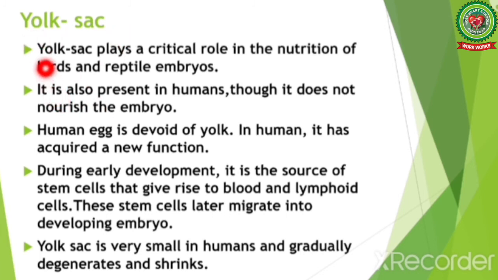Yolk sac. Yolk sac plays a critical role in the nutrition of bird and reptile embryos. It is also present in humans, though it does not nourish the embryo. Human egg is devoid of yolk. In humans, it has acquired a new function. During early development, it is a source of stem cells that give rise to blood and lymphoid cells. These stem cells later migrate into the developing embryo. Yolk sac is very small in humans and gradually degenerates and shrinks.